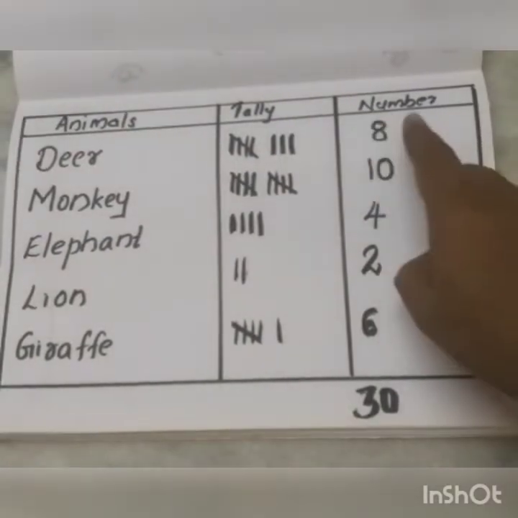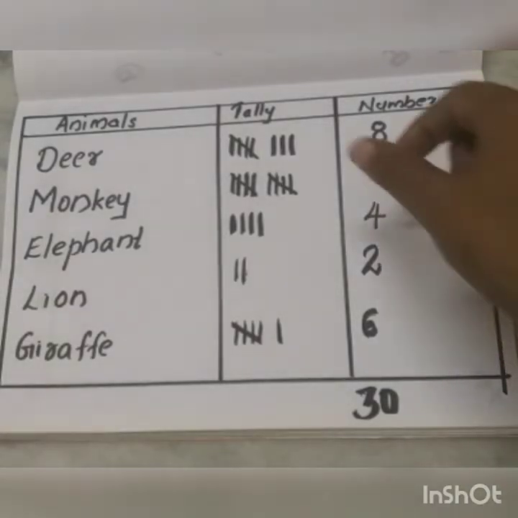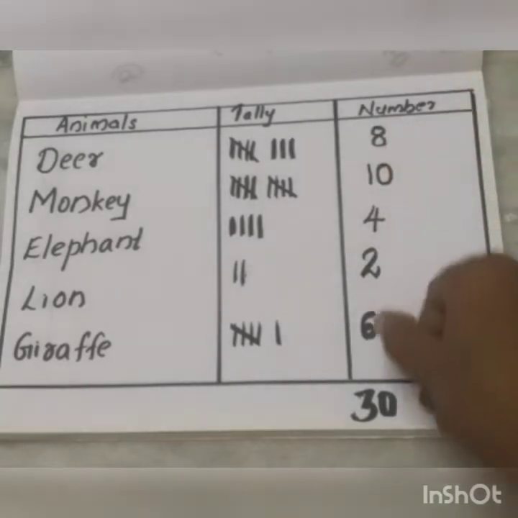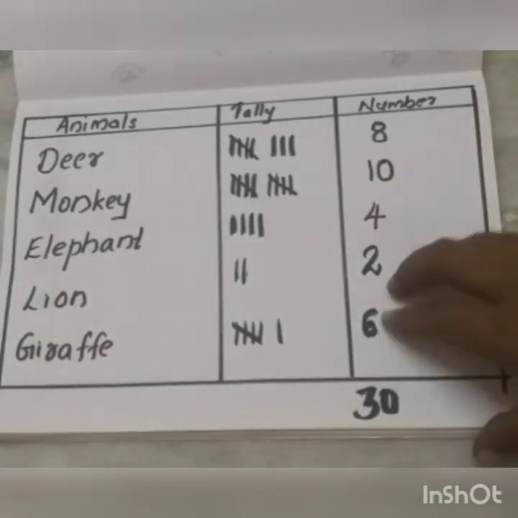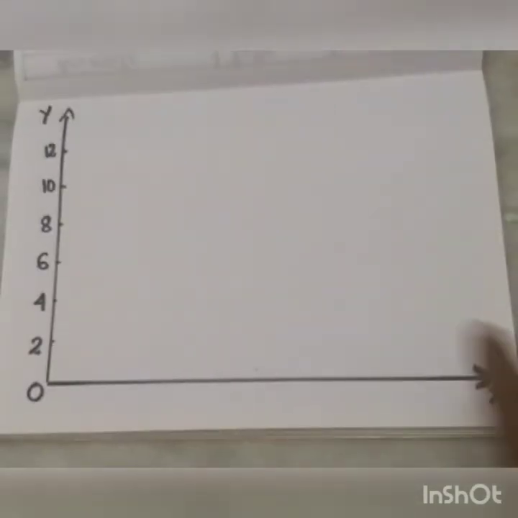Now when we see the data here, what is the data? 10, 8, 10, 4, 2, 6. When we are taking the scale, it should be related to these numbers. We see this is a table of 2, so that is why I took the scale like that: 2, 4, 6, 8, 10, 12, etc. Now on the x-axis, I am going to write down the animals. So what all animals are there? Yes, deer, monkey, elephant, lion, giraffe.